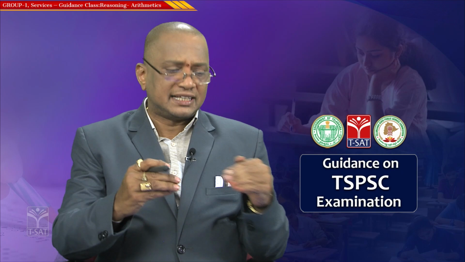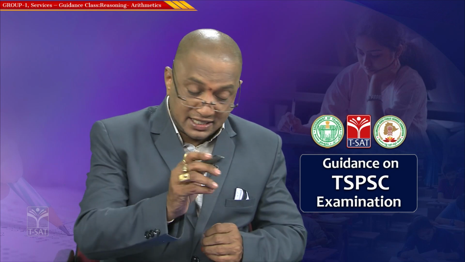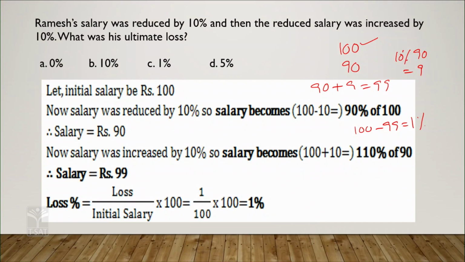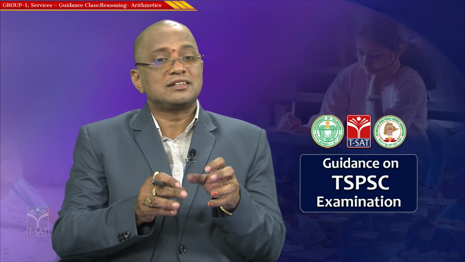Otherwise, if you want to do it mathematically, then what you have to do? Let us say initial salary is 100. The salary was reduced by 10%, so it is 90% of 100, that is 90. Salary increased by 10%, that is 99. Loss is how much? 1 rupee. By initial salary 100, 1 by 100 into 100, which is equal to 1%. Is it clear? In this way, you can calculate the ultimate loss.